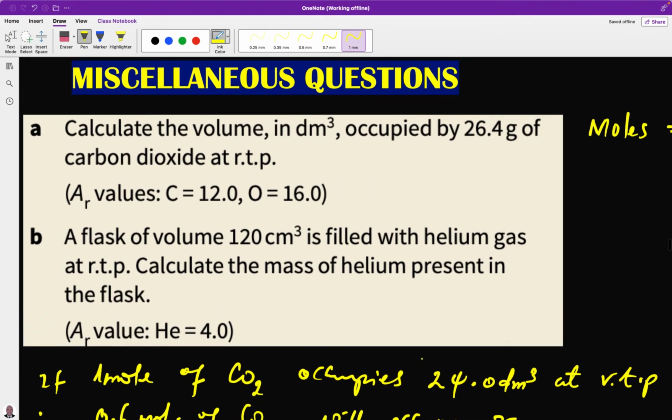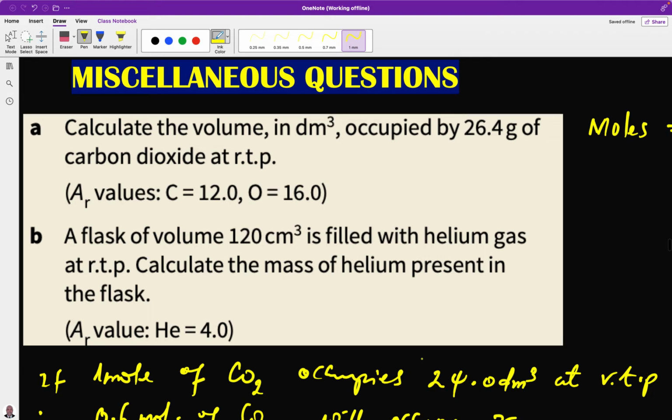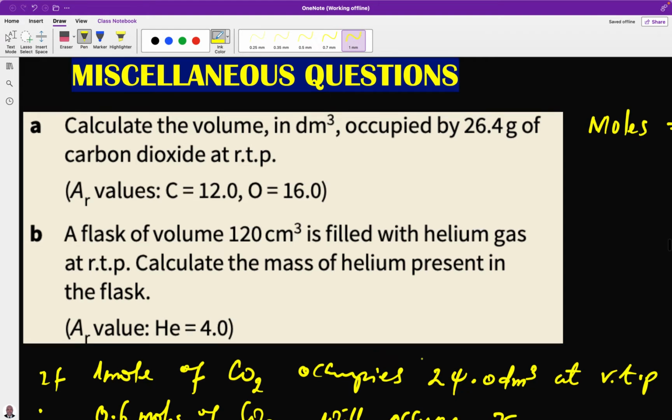So remember, in an exam, when you are asked to calculate a volume of gas and room temperature and pressure is mentioned, please use the molar gas volume. In this case, you need to convert everything to mole and then make your proportion. Because at room temperature and pressure, 1 mole of a gas will occupy 24 dm cube.